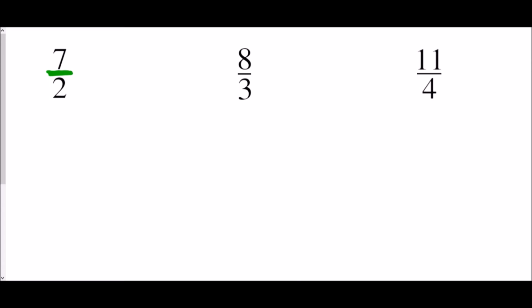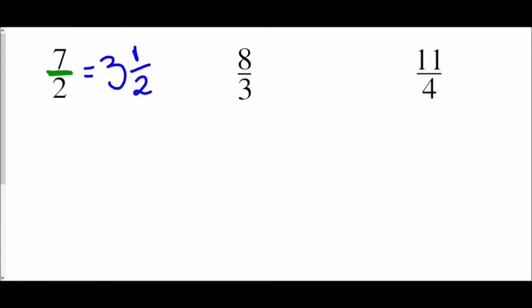And so if I want to turn this into a mixed number, that's the question I need to ask. 2 goes into 7 3 times, and so that is going to be my whole number. The fractional part, well, 2 goes into 7 3 times with 1 left over, and it's 1 half that is left, and so 7 over 2 is 3 and a half.